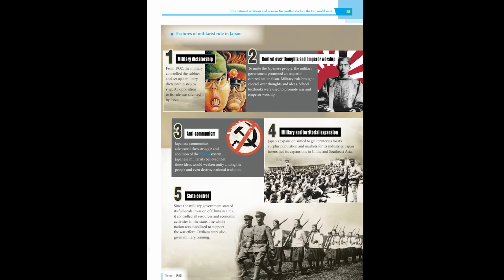3. Anti-communism. Japanese communists advocated class struggle and abolition of the tenno system. Japanese militarists believed that these ideas would weaken unity among the people and even destroy national tradition. 4. Military and territorial expansion. Japan's expansion aimed to get territories for its surplus population and markets for its industries. Japan intensified its expansions in China and Southeast Asia.